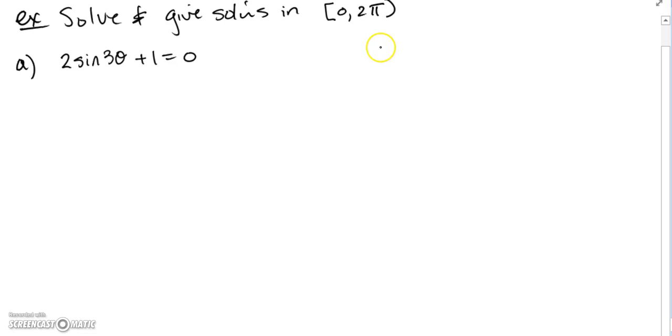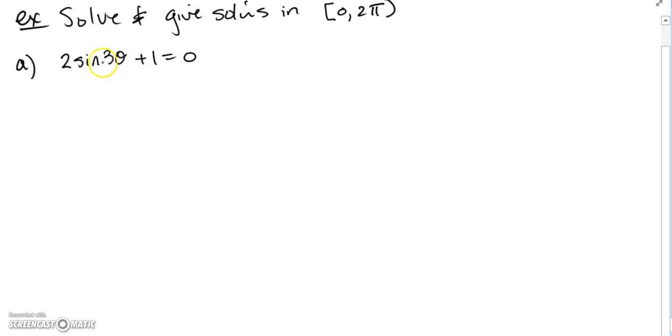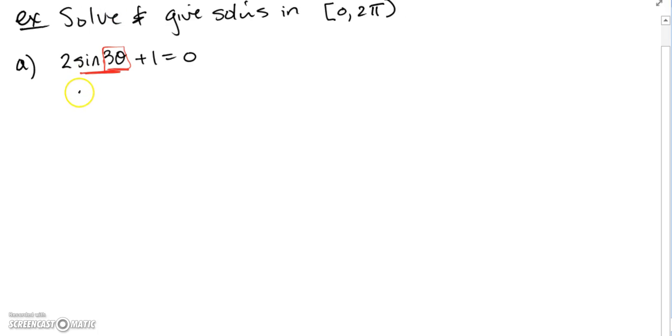Okay, solve and give solutions in 0 to 2 pi. So it's only one trig function of theta, and it's 3 theta. So we're going to focus on isolating sine of theta, but it's sine of 3 theta. We won't touch the 3 theta just yet. So let's go ahead and isolate the trig function.